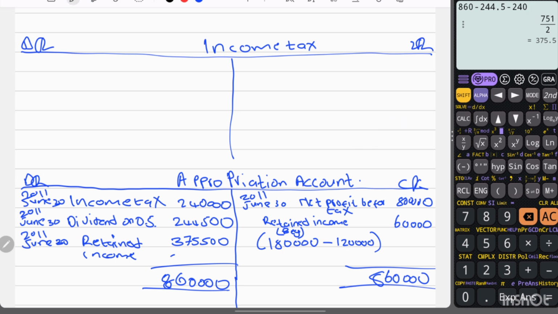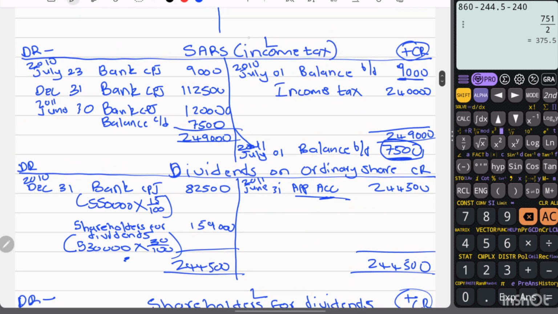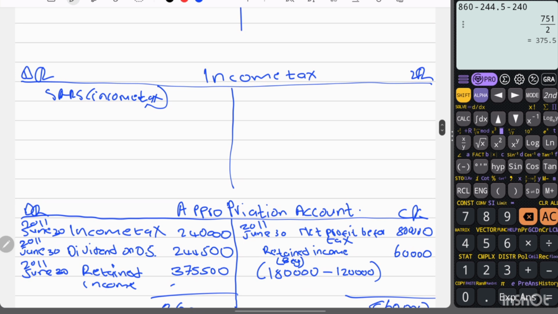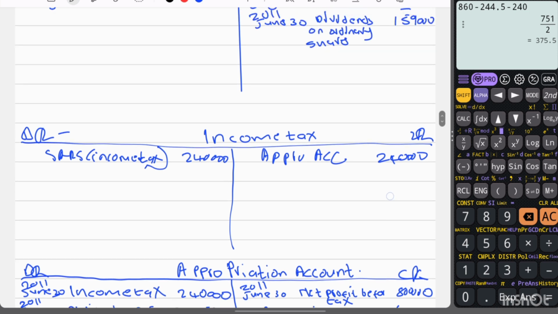Okay, here we are going to have SARS income tax. Remember, this one, if here it's on credit side, on the other side it must be on what now? It must be on the debit side. This is how you can cram it now. 240,000. Then where do we close it off? We close it off to the appropriation account. 240,000. Then we are done with our income tax now.